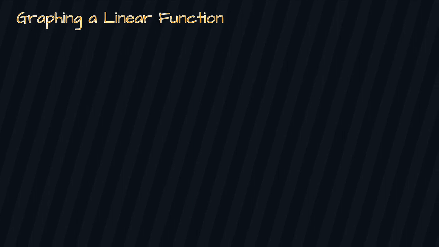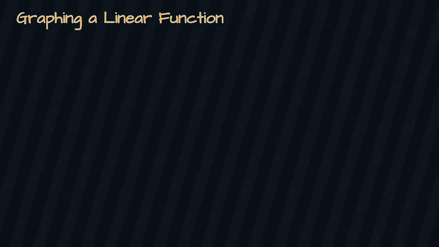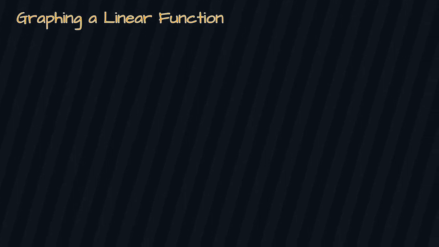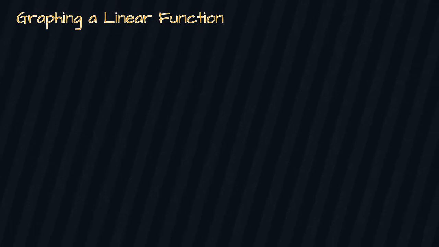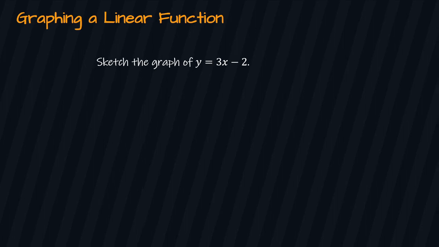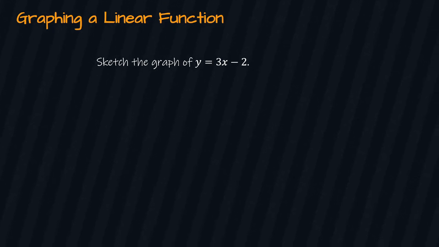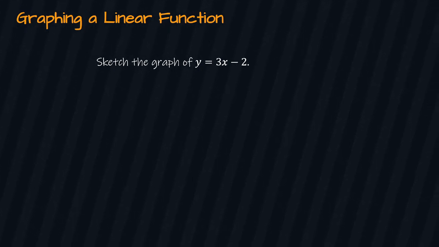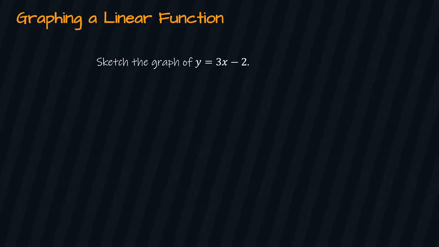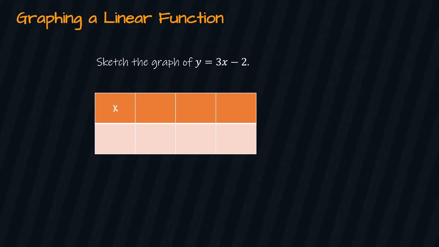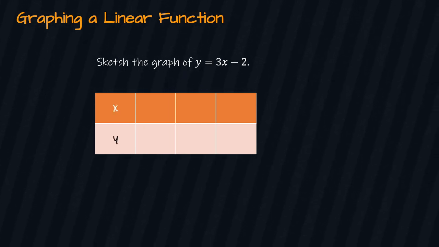What is a characteristic of a linear function? A linear function must consist of a variable with exponent of 1. For example, we are tasked to sketch the graph of y equals 3x minus 2. What is the first step that we need to do? Yes, we have to tabulate values of x and y to acquire coordinates.